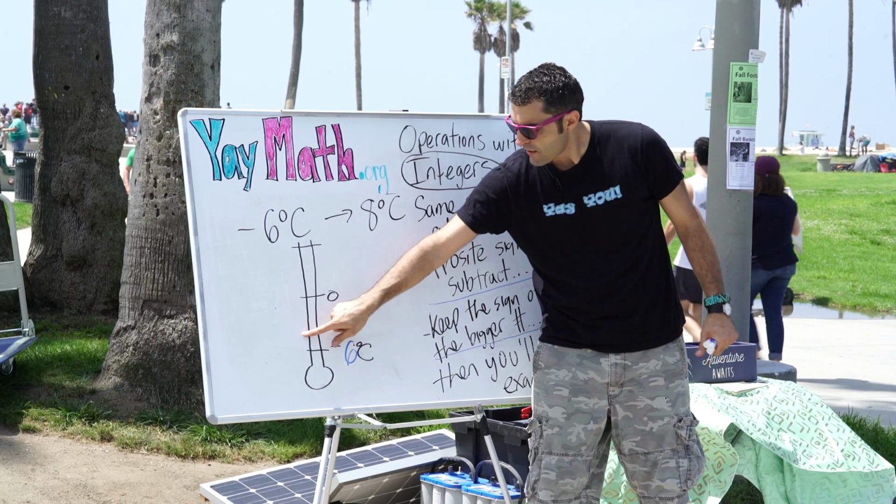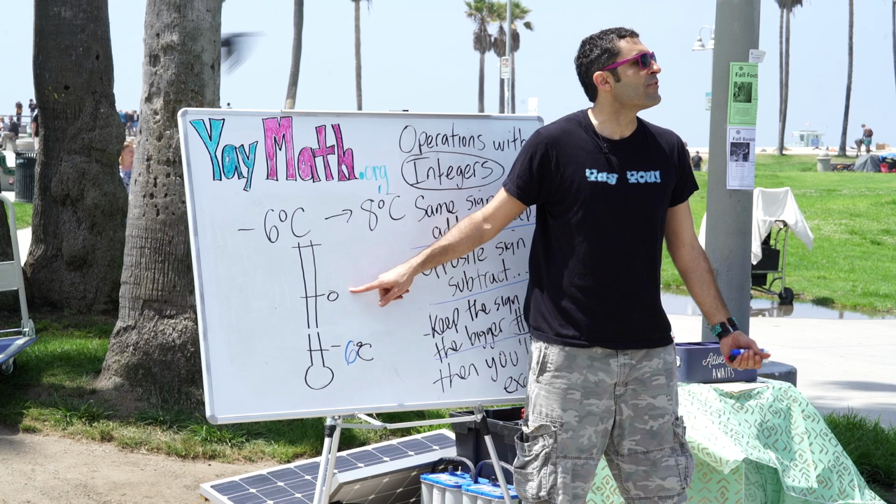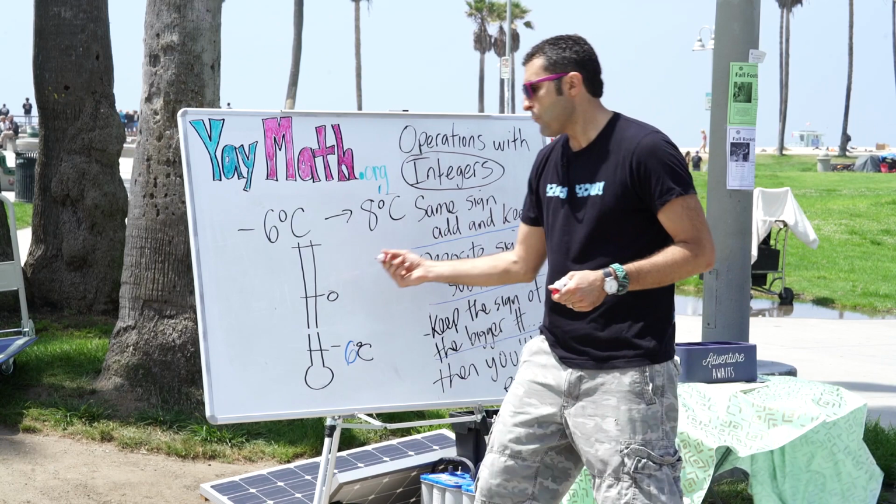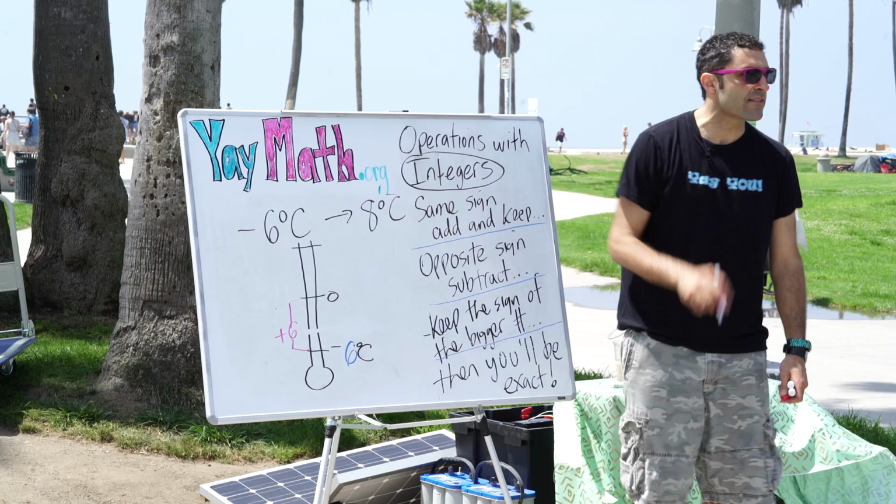how far is it from negative 6 to 0? 6, does that make sense? 6 from negative 6 back to 0, 6. So I'll put that in pink, because it got warmer. So we went up 6.